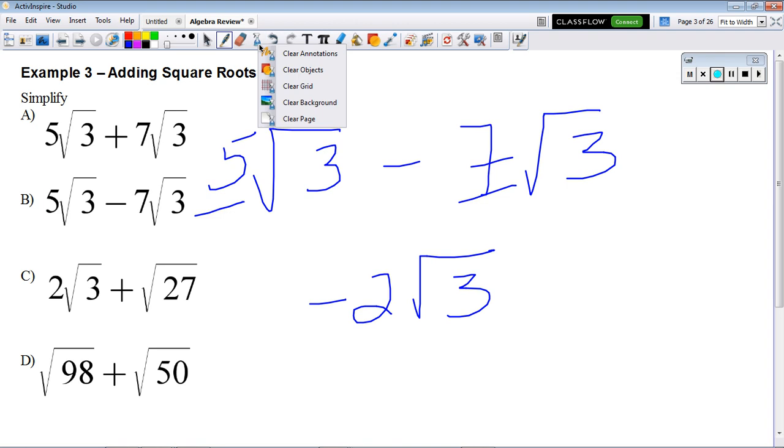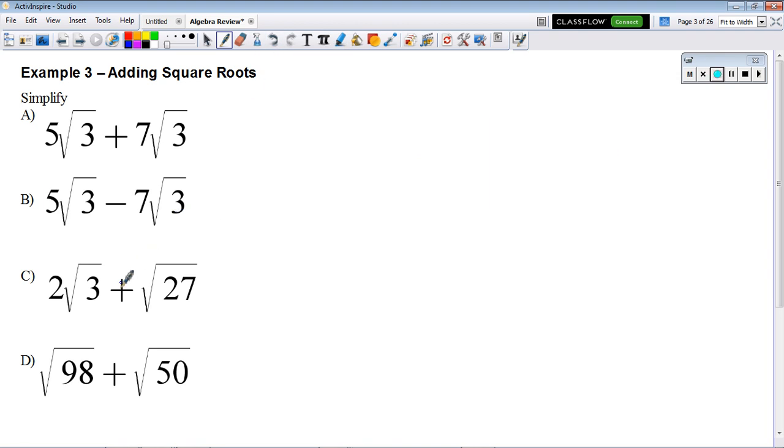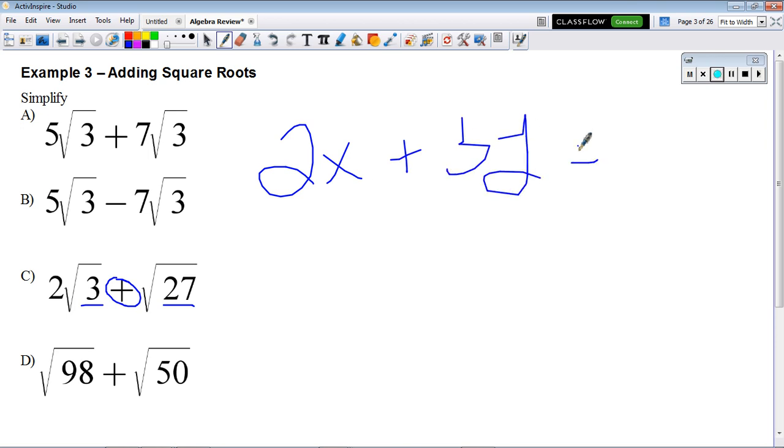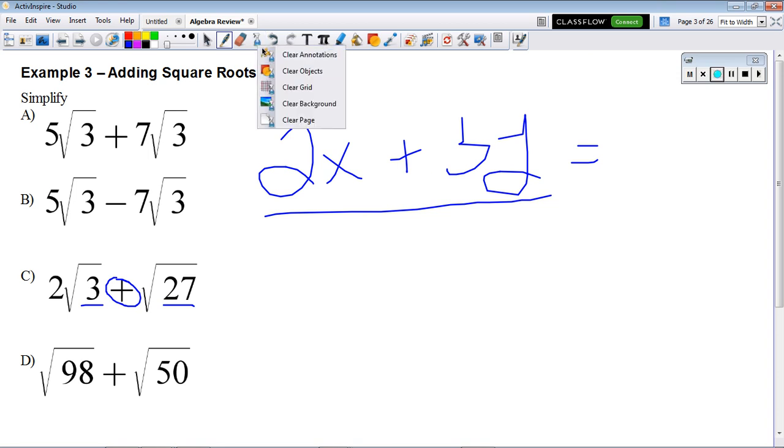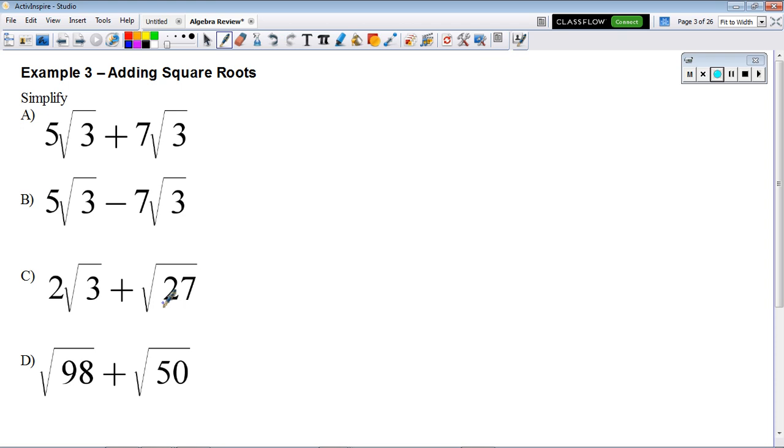For part C, notice that I'm back to adding again, but notice that the values inside the square roots are different. So just like when you're trying to add, say, a 2x to a 3y, the answer to that would just be 2x plus 3y. Well, the same is true with square roots. Whenever the values inside the square roots are different, you can't add those together either. However, if you notice with this second part, there's some simplifying that can be done with this.